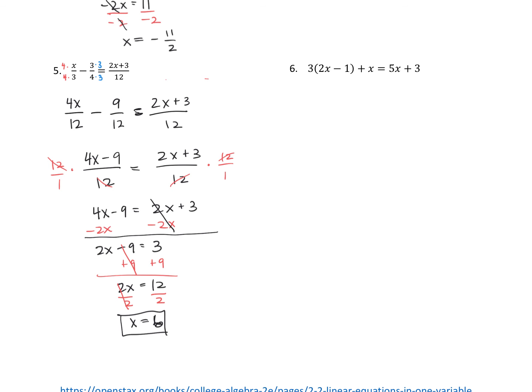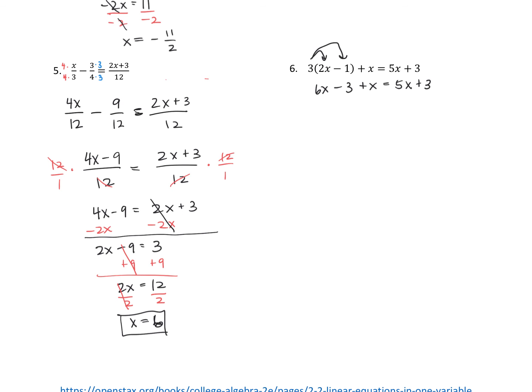Okay, my final example for this video is this number 6. So again, notice that we have parentheses. So the first thing we want to do is try to get rid of those. Since there are no like terms inside the parentheses, my next step is to look at the distributive property. So I can use that and distribute this 3. So 3 times 2x would give me 6x. 3 times a negative 1 is negative 3. Bring down the rest of the equation.